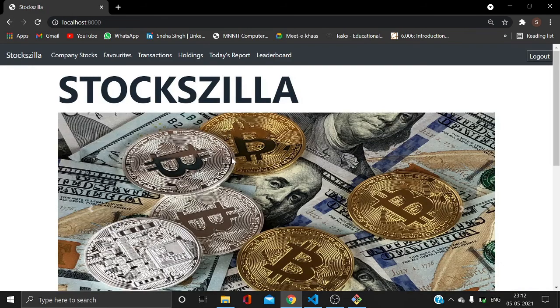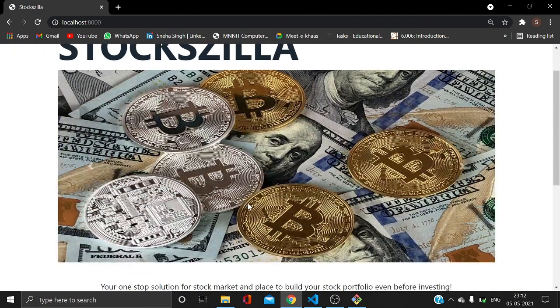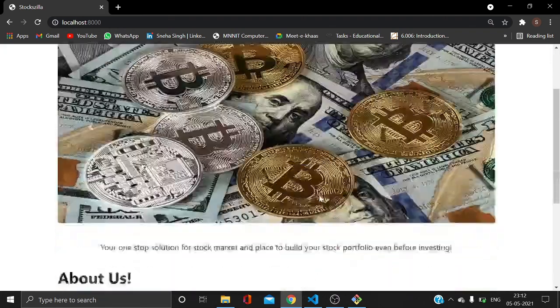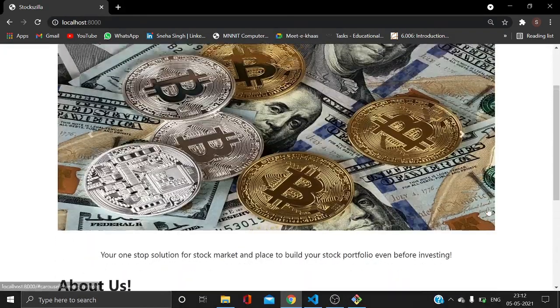So this was our website. We had actually used an API to maintain and display the real-time stock prices and data.